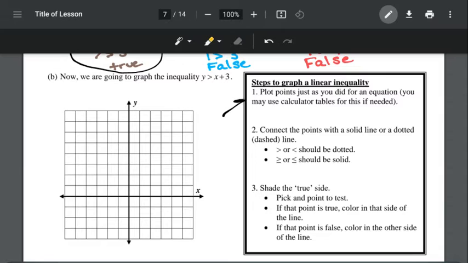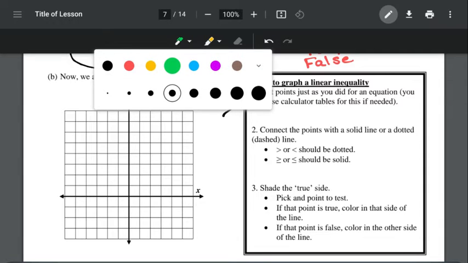The first thing we're going to do is plot the points just like we did for equations. You can use the y equals on your calculator to get points. Because I'm doing this on my own Chromebook and some of you may be watching this at home and don't have access to a graphing calculator, I'm just going to do this the old-fashioned way.